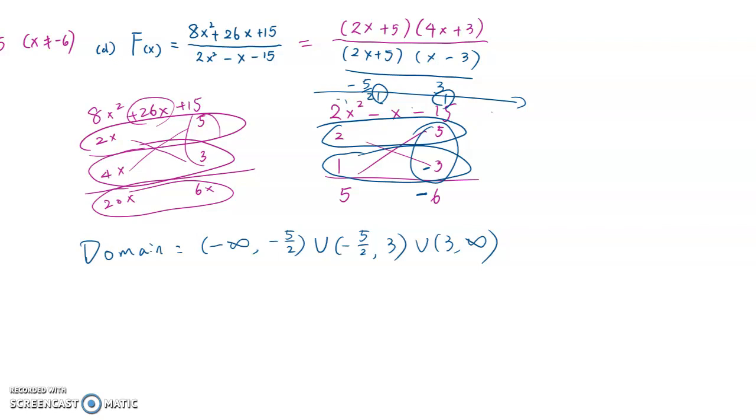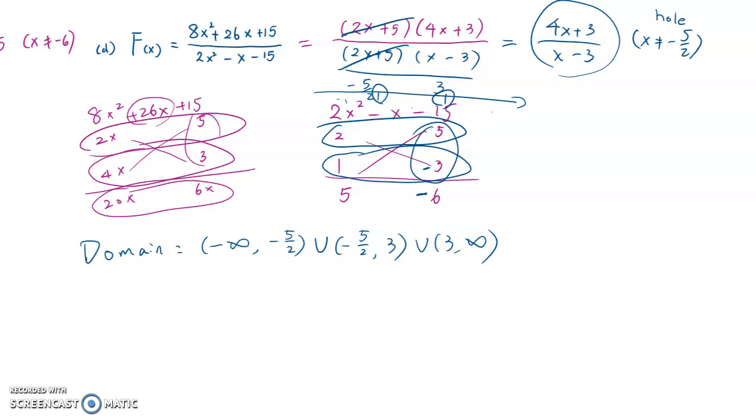That's the domain. Now, is it in lowest terms? Obviously, it's not in lowest terms. They have a common factor of 2x plus 5. So that means this graph will have a hole at x equals negative 5 over 2. We can simplify this function as 4x plus 3 over x minus 3. So we will graph this function instead, but we'll have a hole at negative 5 over 2.